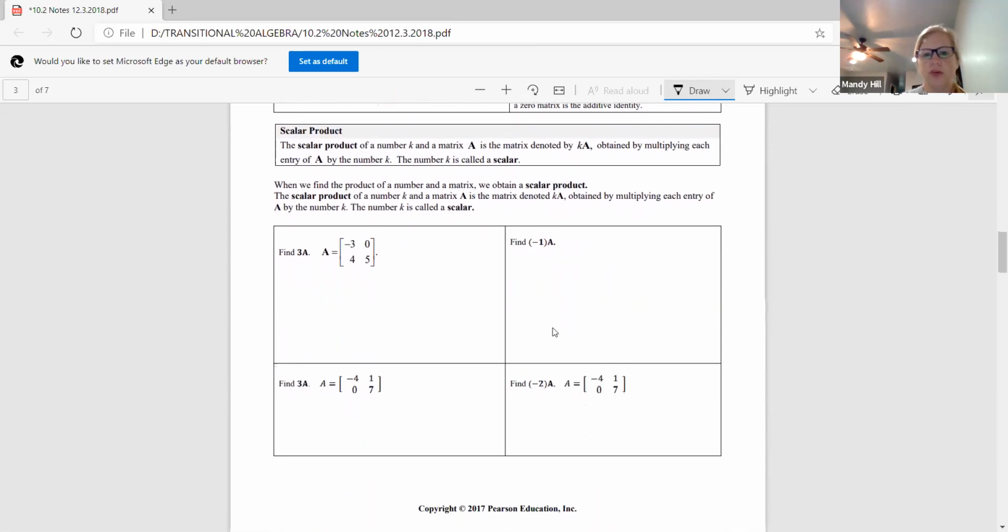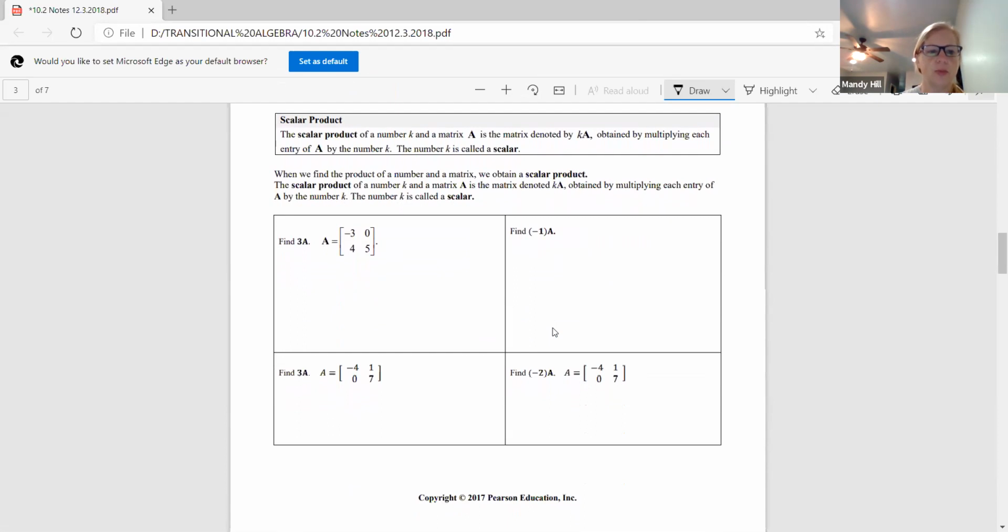Okay, when we're multiplying, and we call this a scalar product, by a number out front, all we're having to do is take it.